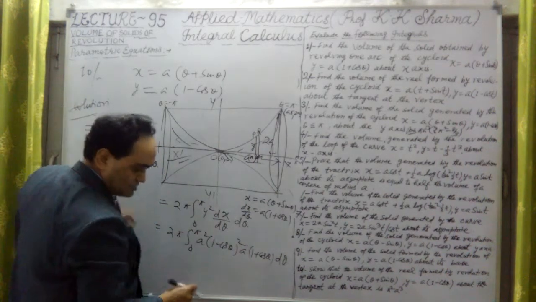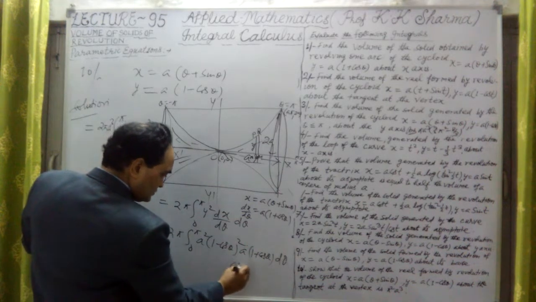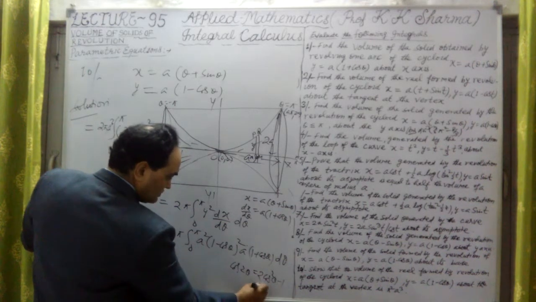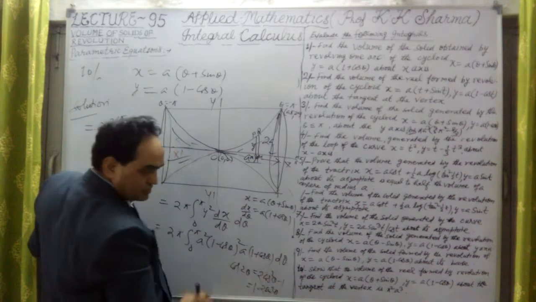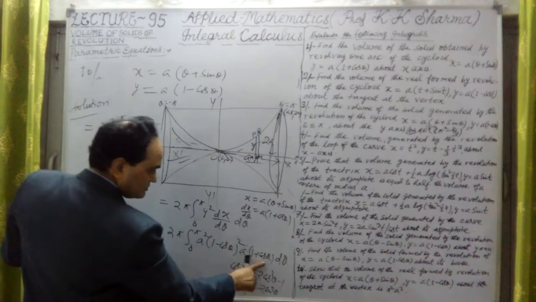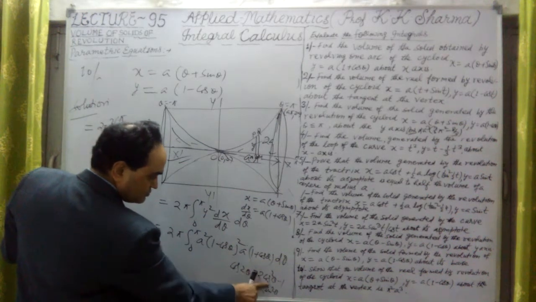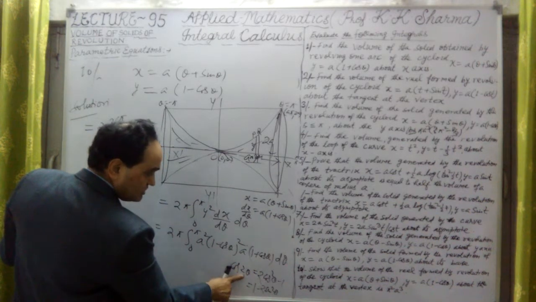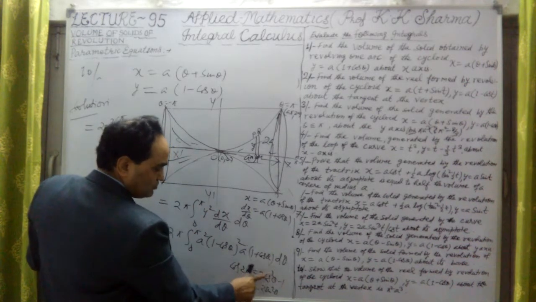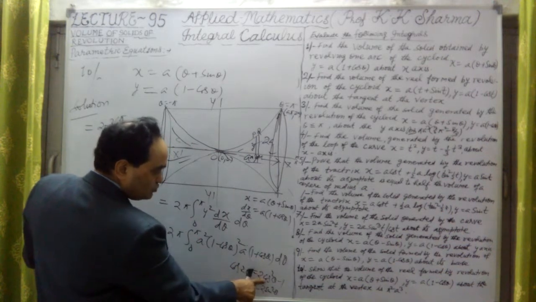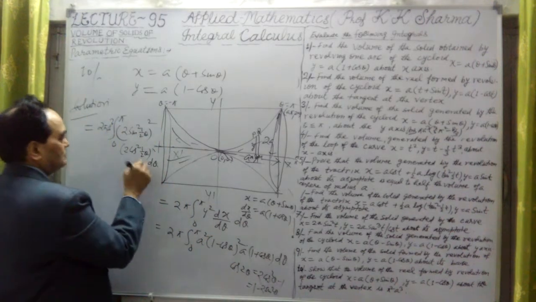Why is this so? Because we know that cos 2 theta is equal to 2 cos square theta minus 1, or equal to 1 minus 2 sin square theta. So 2 cos square theta equals 1 plus cos 2 theta. Here the angle is doubled: 1 plus cos 2 theta equals 2 cos square theta. But here it is 1 plus cos theta, where before it was 1 plus cos 2 theta, so it will be 2 cos square theta by 2. This is the second part, into d theta.